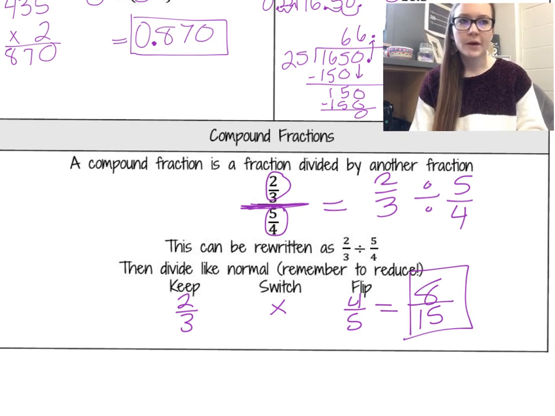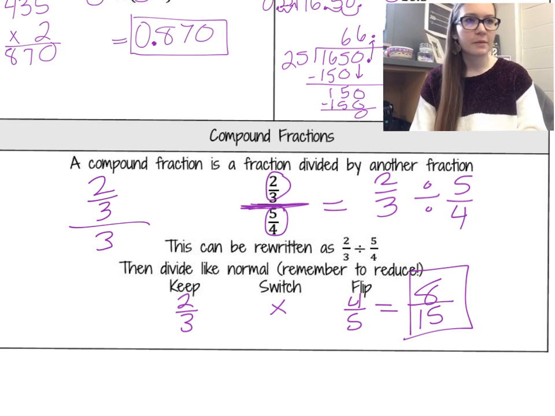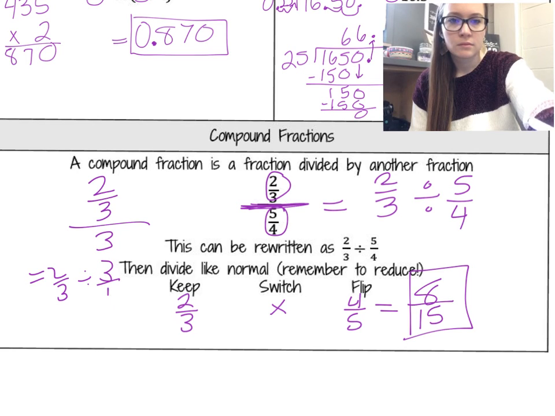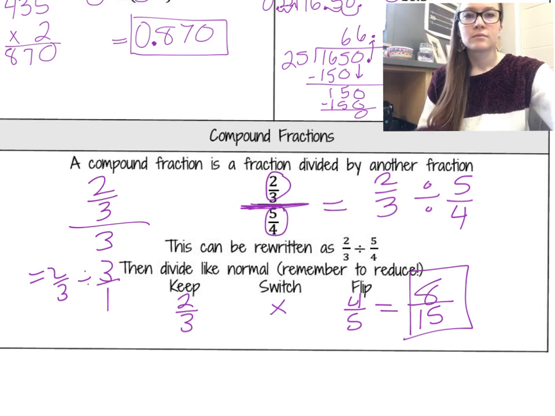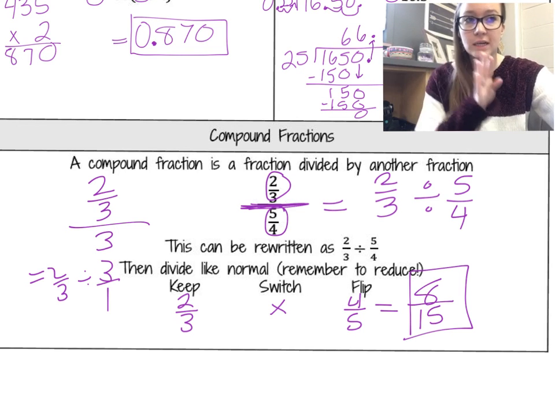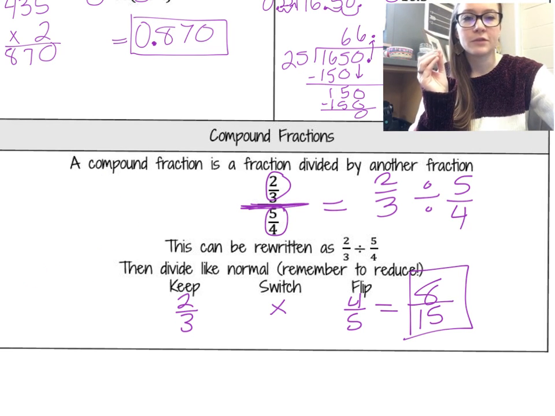Okay, so a compound fraction. Or if you saw like that, 2/3 divided by 3, you could do the same thing. Okay, it's just a fraction within a fraction. I always rewrite them as the division side to side. So it's a little less confusing to look at.